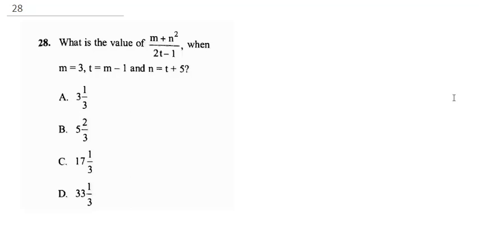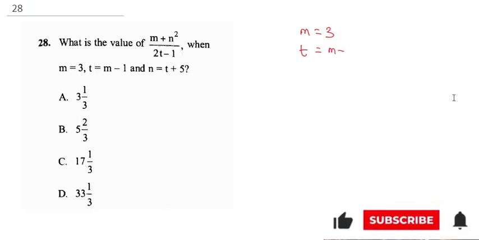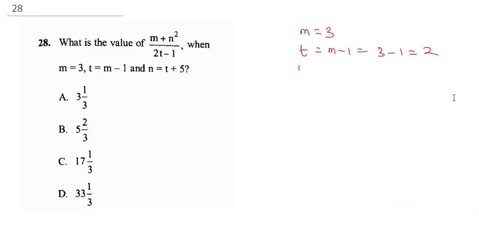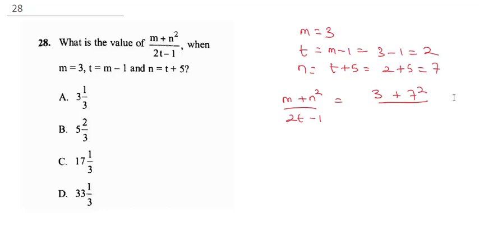So that takes us to the next question, which says what is the value of m plus n squared over 2t minus 1? Now for you to solve this, m is what? 3. t is what? m minus 1, which is 3 minus 1, and that's 2. And n is what? t plus 5, which is 2 plus 5, and that will give us 7. So m plus n squared over 2t minus 1 is the same thing as 3 plus 7 squared all over 2 times 2 minus 1.